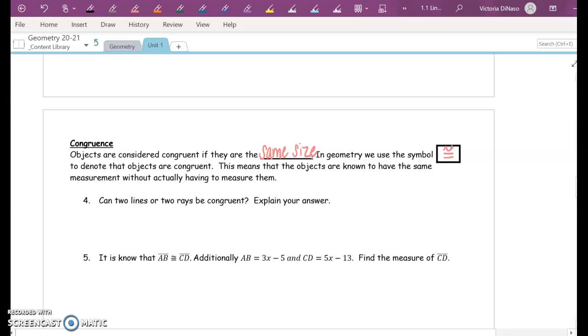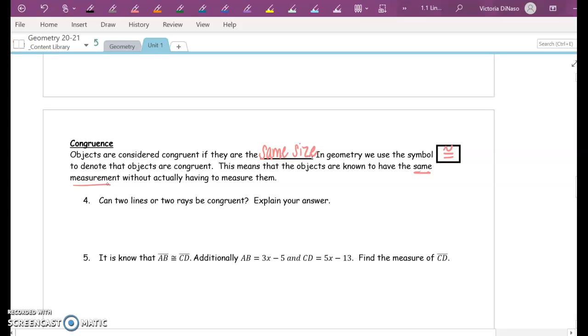So objects that are the same size are said to be equal, and this geometric symbol that we use is called the congruent symbol, and it just means that we have 2 different parts of a segment that are equal or congruent. They're the same size. It means that the objects are known to have the same measurement without actually having to measure them.